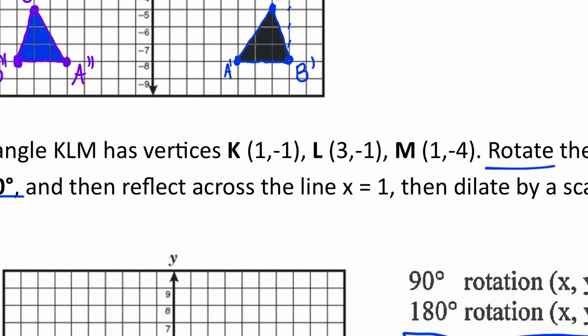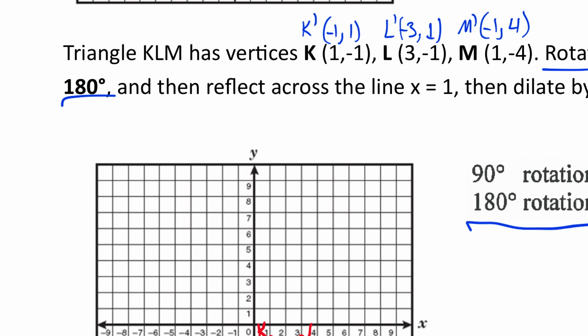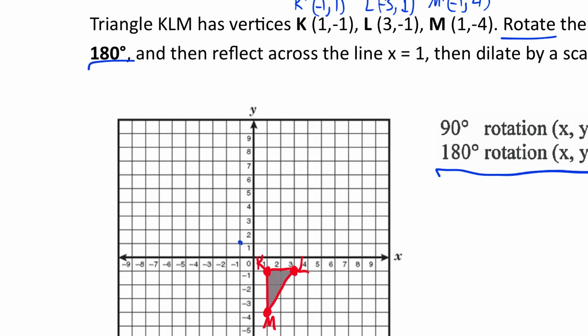So I'm just going to write that up above here. What's 1, -1 going to turn into? -1, 1, just switching the signs. What's L going to turn into? -3, 1. And then 1, -4 is going to be -1, 4. All right, so let's plot those 3 new points. -1, 1 is going to be L prime. -3, 1 is, oh, whoops, sorry, no, it's K prime. And then -1, 4 is M prime.